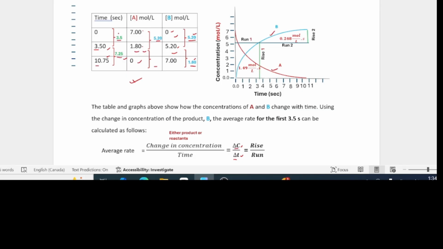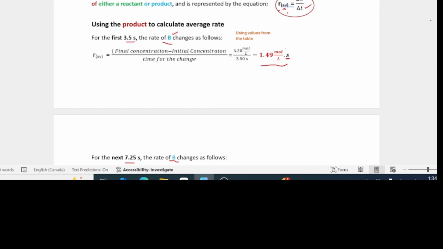We'll first of all show how we can use a product to calculate the average rate of a reaction. And the product that we'll use is that of the one that is formed in the reaction above, B. So we'll do the average rate for the first 3.5 seconds. For the first 3.5 seconds, the change in concentration of B is 5.2 moles per liter. Substituting those values into this expression here, that is it for the change in concentration, and that is it for the time, we got 1.49 moles per liter per second. So this is the average rate for the first 3.5 seconds.